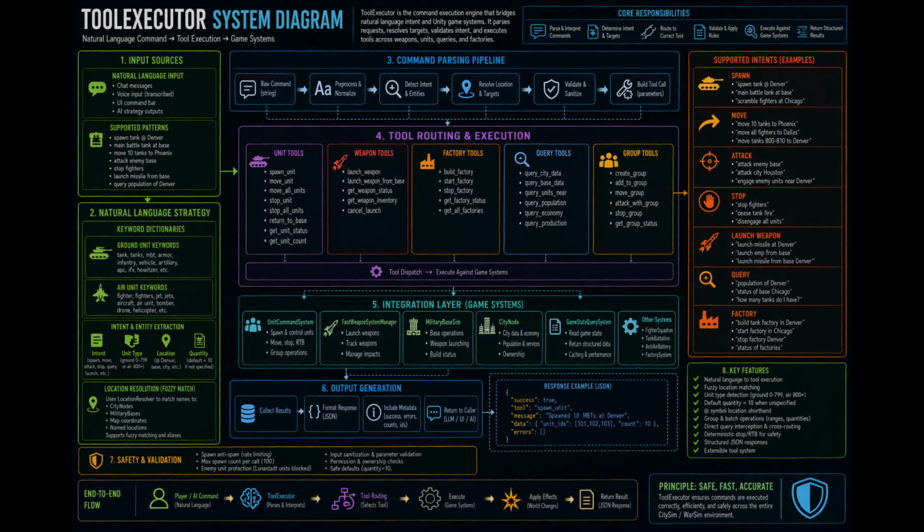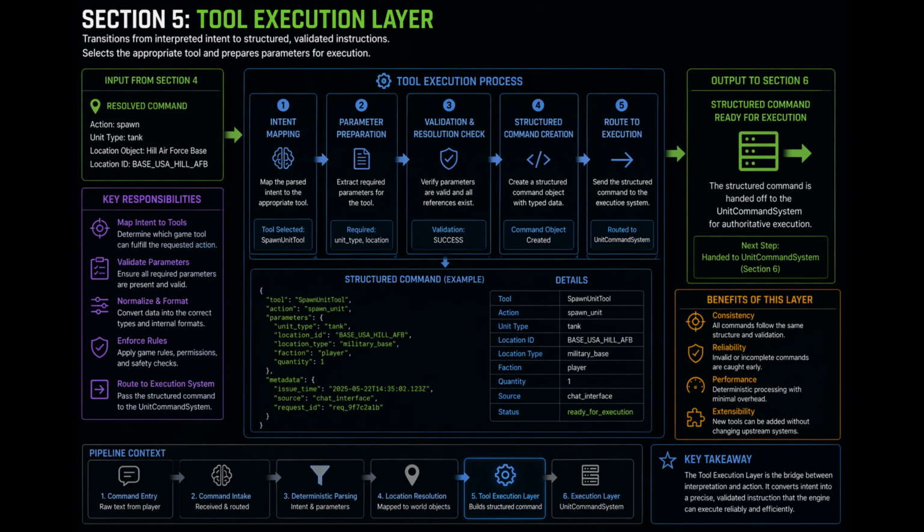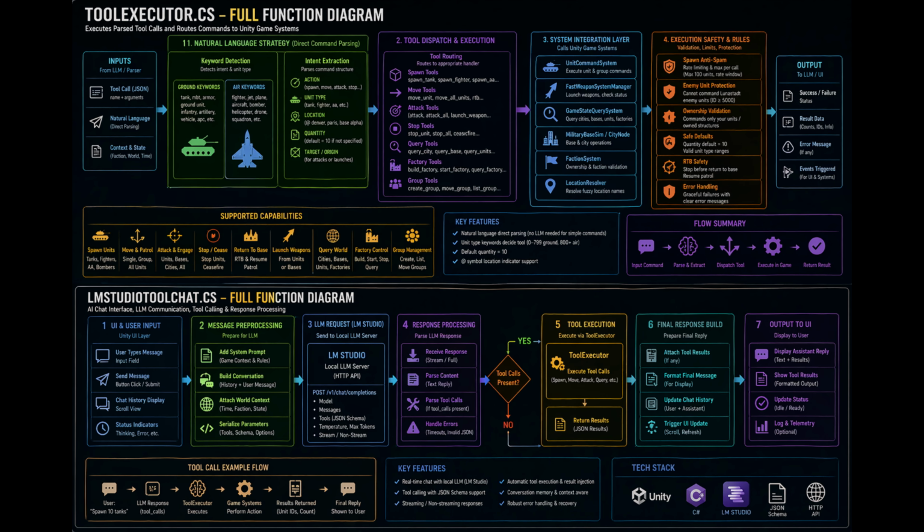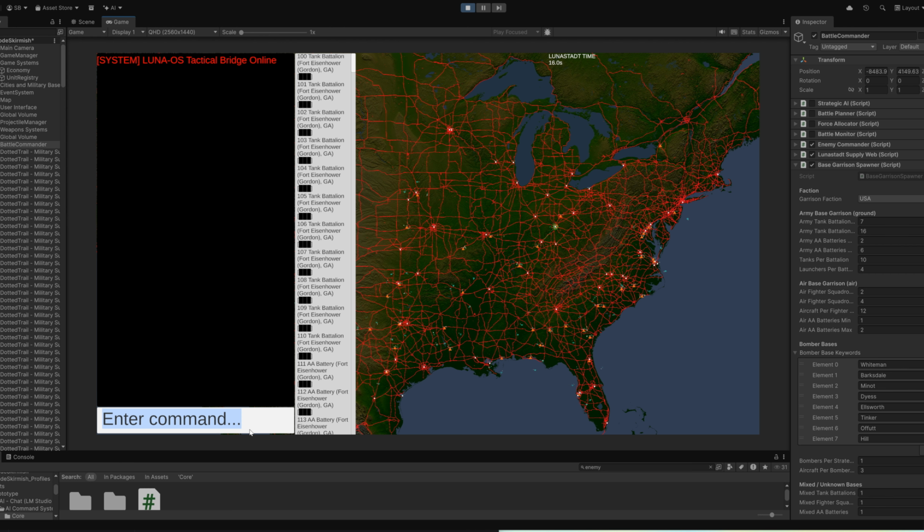Following successful parsing and resolution, the command is passed to the ToolExecutor. At this stage, the system transitions from interpretation to structured execution. The original command is converted into a formal instruction such as spawn_unit(type=tank, location=Hill AFB). The ToolExecutor is responsible for mapping intent to executable actions, selecting the correct subsystem, and passing validated parameters forward.